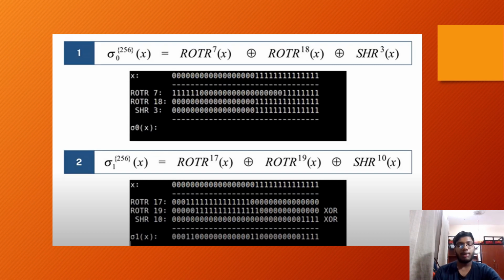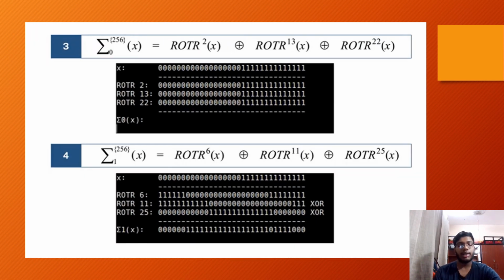For uppercase sigma 0, it also takes a 32-bit word and also rotates right, but for 2, 13 and 22 positions each, and then XORs each of the results together. For uppercase sigma 1, on the other hand, it also takes a 32-bit word and also performs the rotate right operation, but for 6, 11 and 25 positions each, and then XORs the results together. The only difference between the lowercase and uppercase sigma functions is that the lowercase sigma function uses the shift right operation while the uppercase sigma function does not.